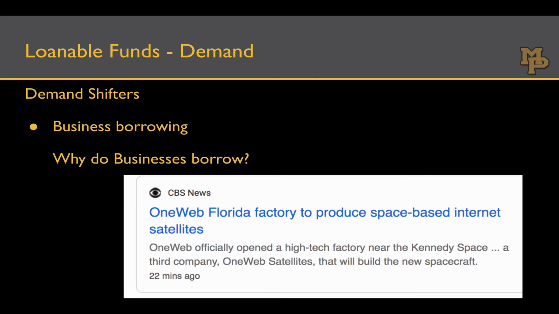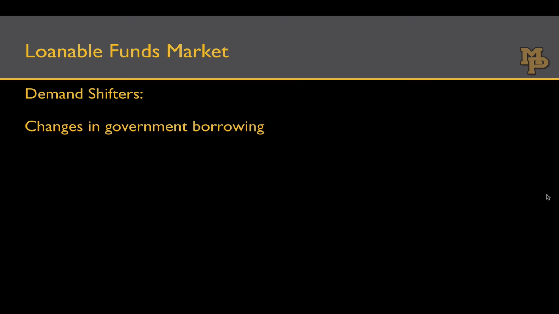Businesses, of course, borrow, like the business here that's going to send space-based internet satellites. That's an extremely expensive proposition, so they can either put out a stock issuance and lose ownership of their company to shareholders who are interested in this business, or they can borrow by putting out a bond issuance or going directly to a bank. Government borrowing also changes demand, and we'll talk about that in depth when we talk about crowding out.